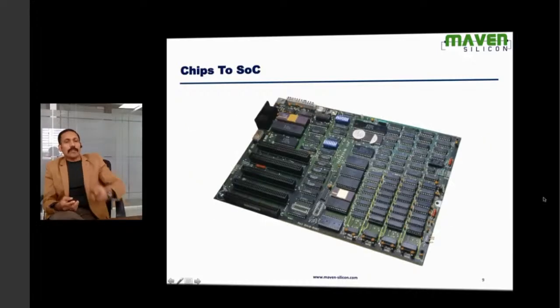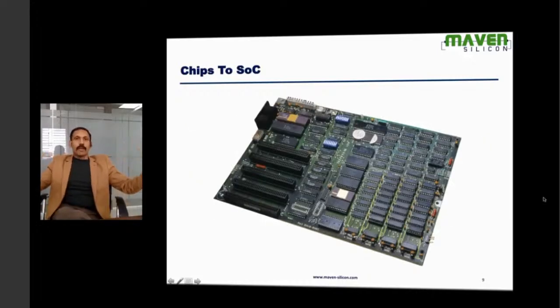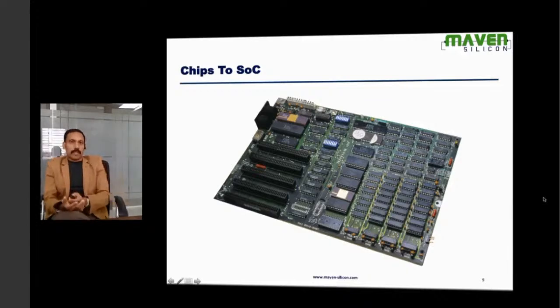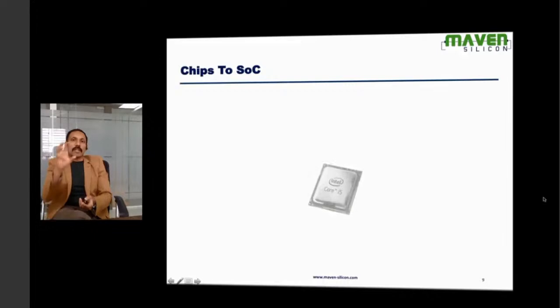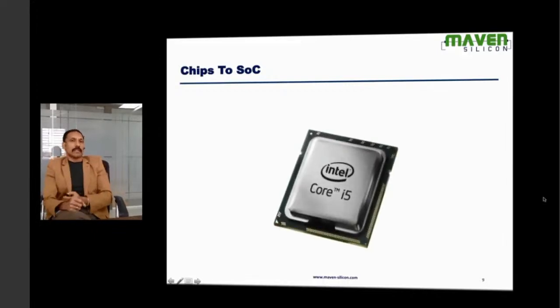So what we try to achieve, we dream of converting the complex PCBs into smaller chips. This is what we try to achieve in VLSI. This board is pretty complex. There are so many chips on it. Then we think whether it can be converted into a single chip, something like this.